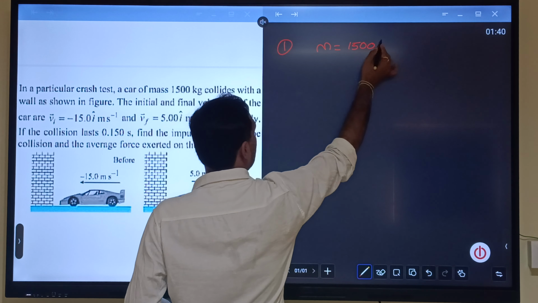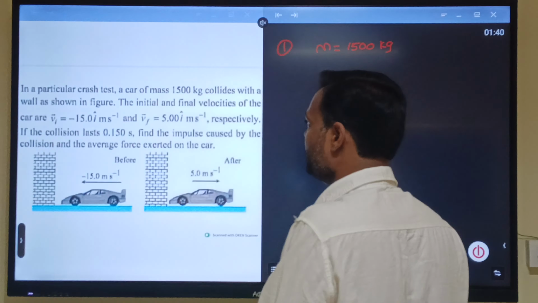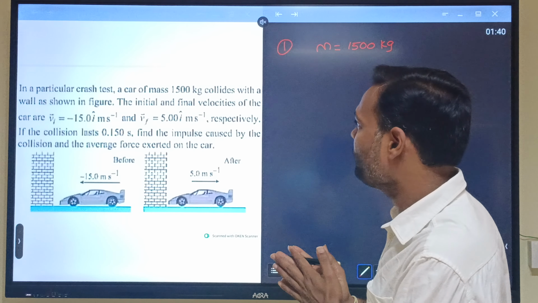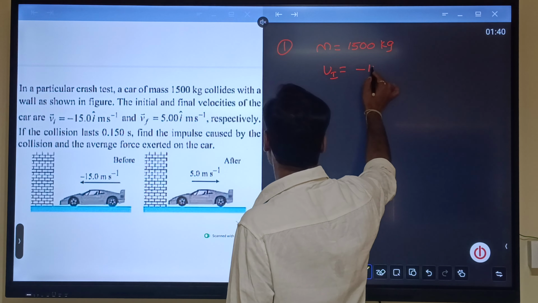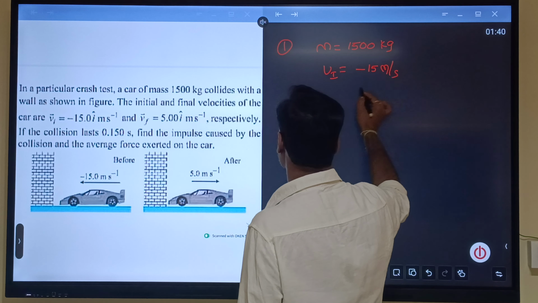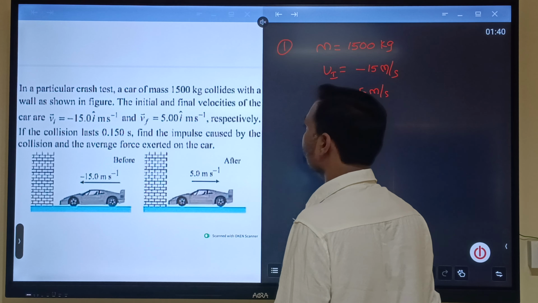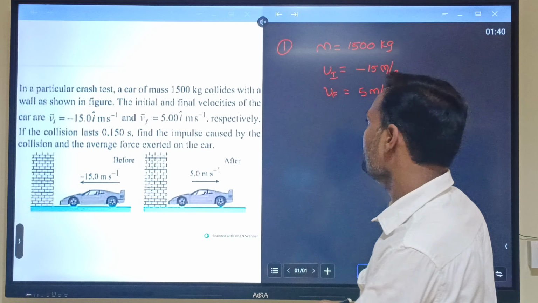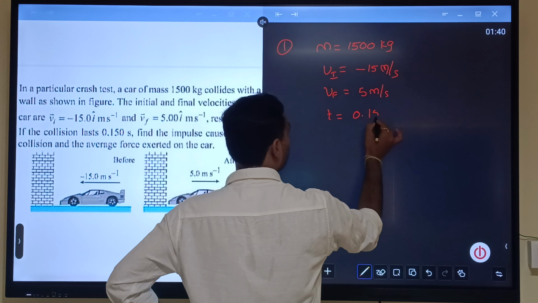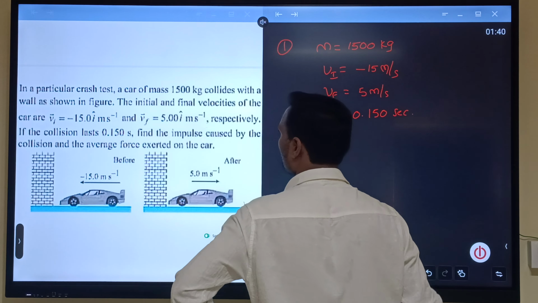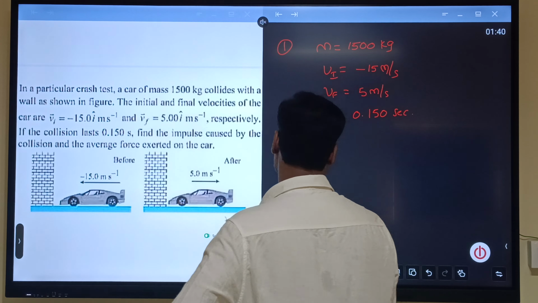Now, the question is: in a particular crash test, a car of mass m equal to 1500 kg collides with a wall as shown in the figure. The initial velocity is minus 15 meter per second and the final velocity is 5 meter per second respectively. If the collision lasts for a time of 0.150 seconds, find the impulse caused by the collision and the average force exerted on the car.